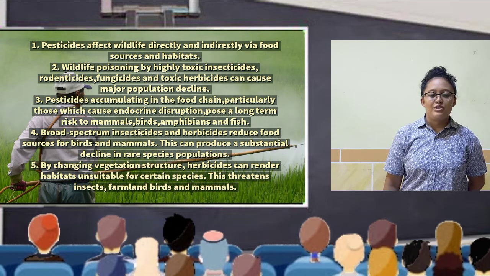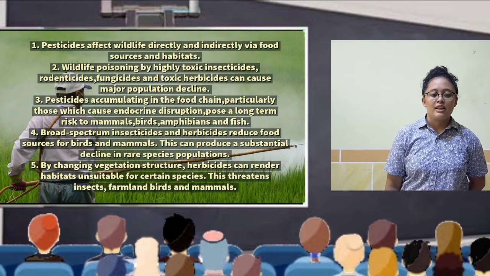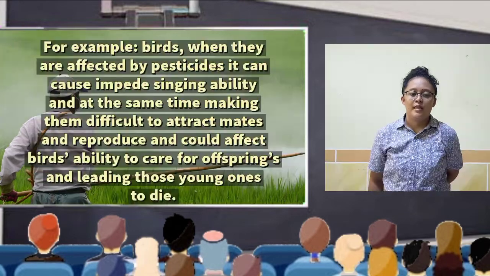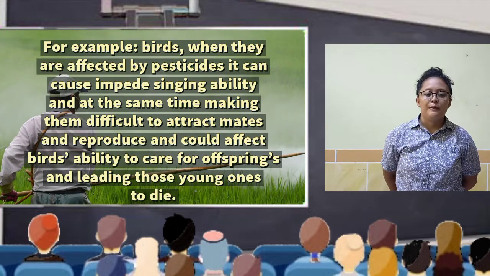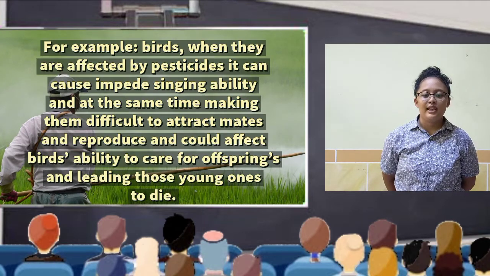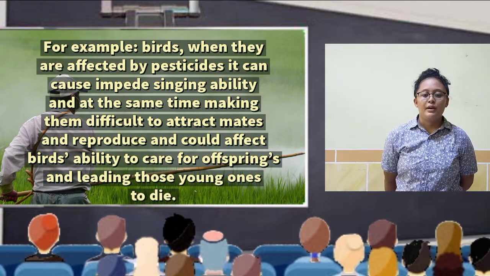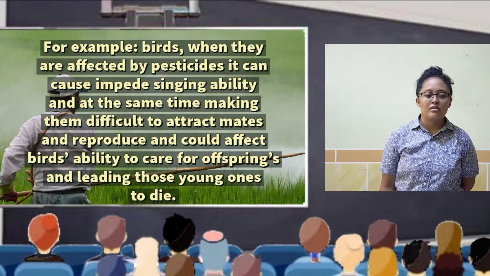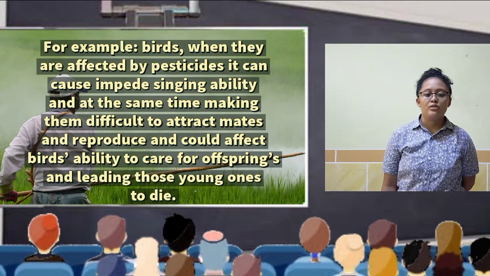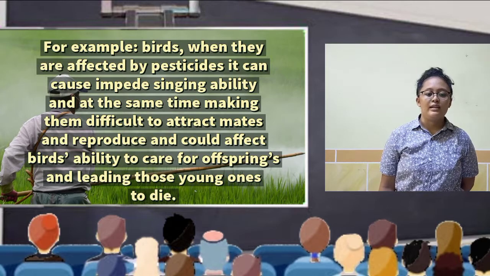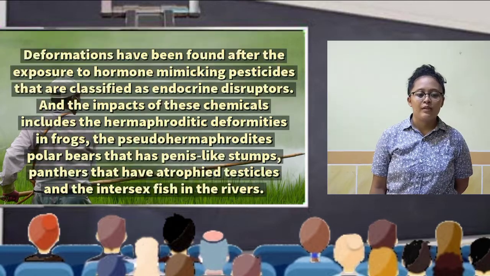Fifth, by changing vegetation structure, herbicide can render habitats unsuitable for certain species. This threatens insects, farmland birds, and mammals. For example, when birds are affected by pesticide, it can impede their singing ability and at the same time make it difficult for them to attract mates and reproduce. It could also affect birds' ability to care for offspring, leading those young ones to die.